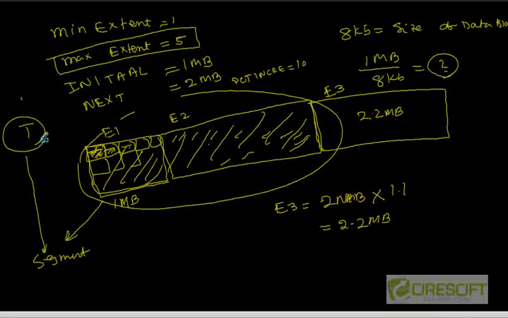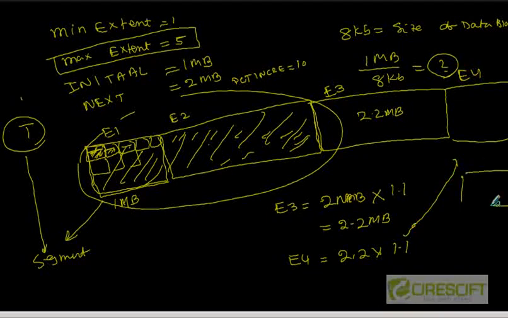So eventually if you are still keep inserting to this table T, you are going to fill up this extent. Then what is the size of extent E4? The size of extent E4 will be size of E3, that is 2.2 multiplied by 1.1, again 10% increase. So therefore E4 will be whatever this value. Then next one is E5. The size of E5 will be, so E4 is 2.2 multiplied by 1.1 multiplied by 1.1, 10% increase.